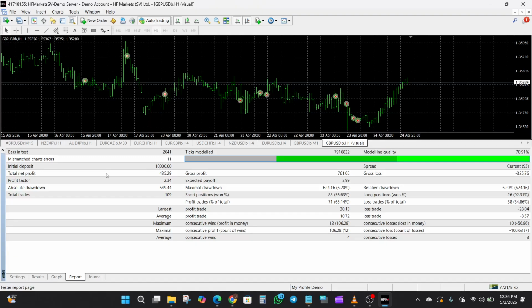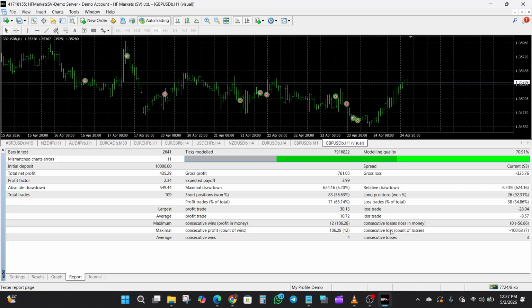$10,000, the total net profit was just $435.29, and we can see that the largest profit trade was $30.13. The largest losing trade was $28.04. The average profit trade was $10.72. Average losing trade $8.57. So this tells me that the risk to reward ratio is not that good. Even though it's not all that bad, it's just around 1:1. The risk to reward ratio is very close to 1:1, right?